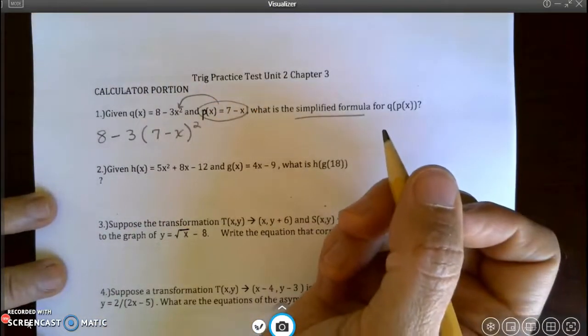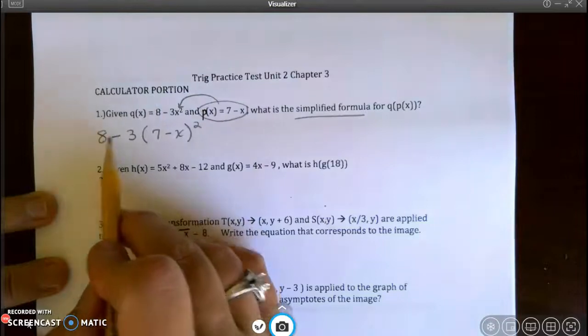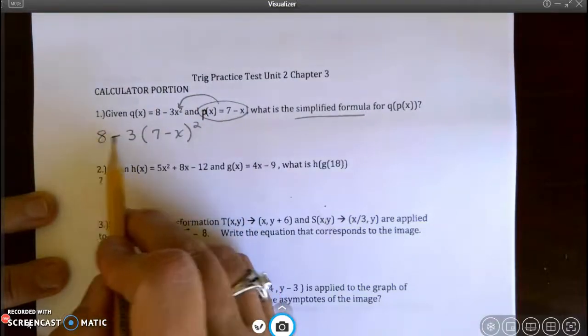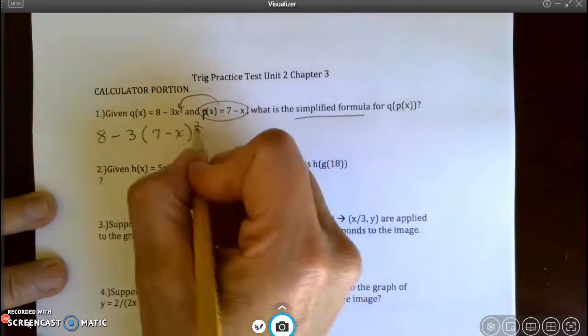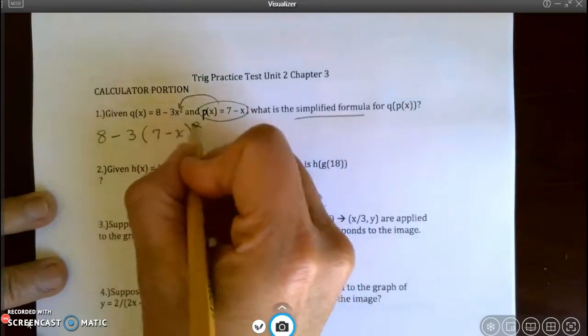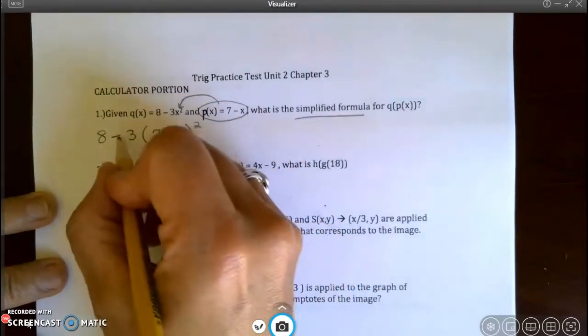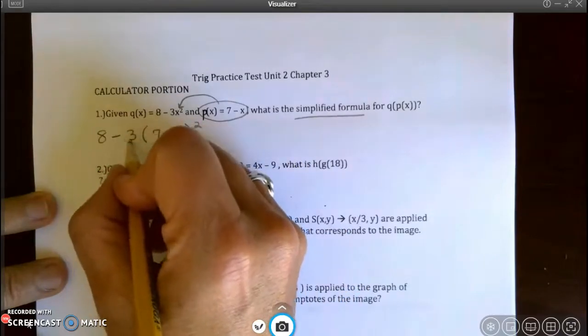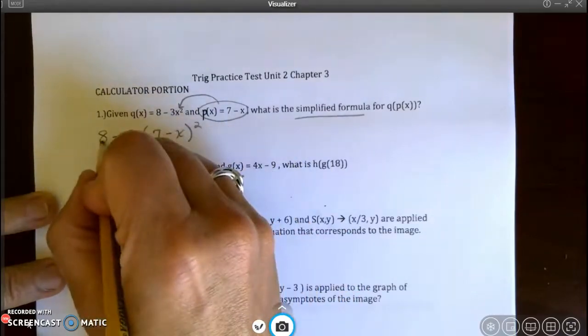Now I need to be real careful here. A lot of people want to just subtract the 8 minus 3. We can't do that. Order of operations says exponent first. We have to square this binomial. Then we have to multiply everything by -3 before we add that 8.